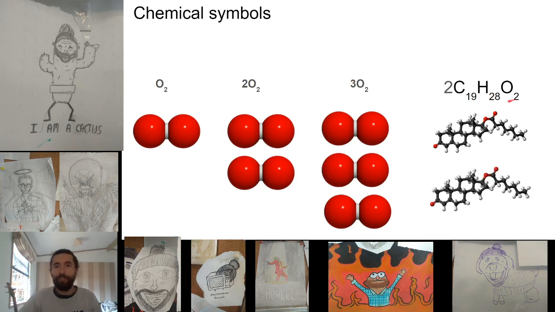The important thing to remember about these big numbers in front of the molecules is that these are not bonded together. This testosterone is not chemically bonded to that testosterone. That oxygen isn't bonded to that oxygen, okay?